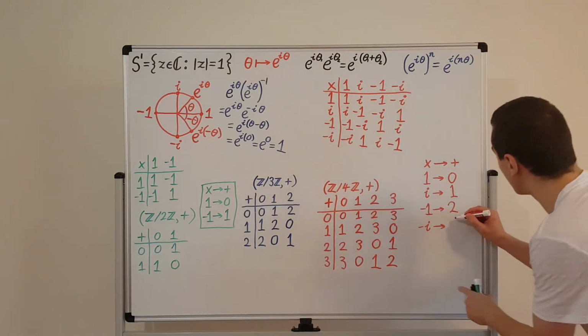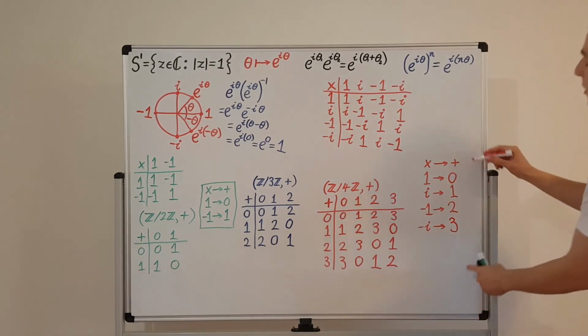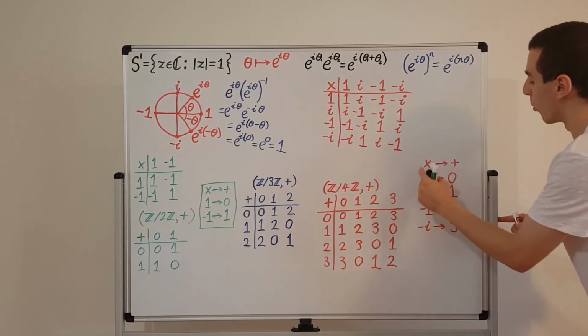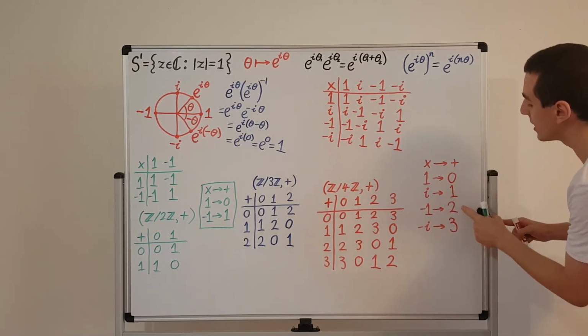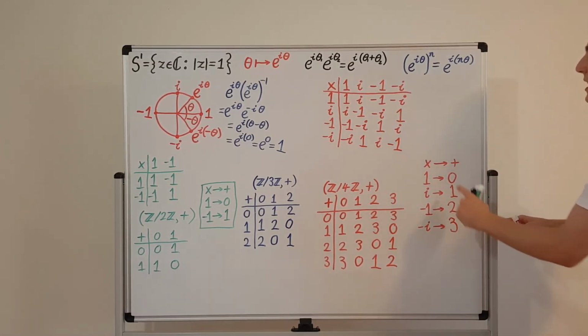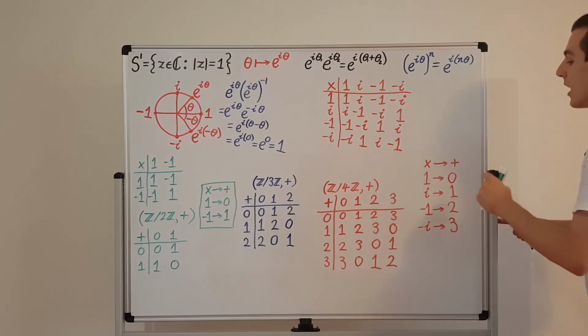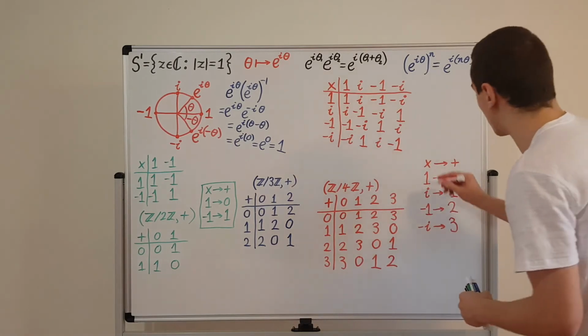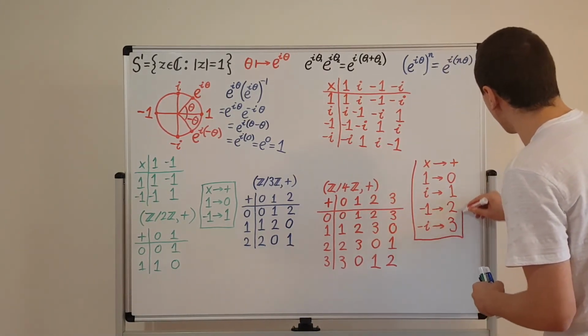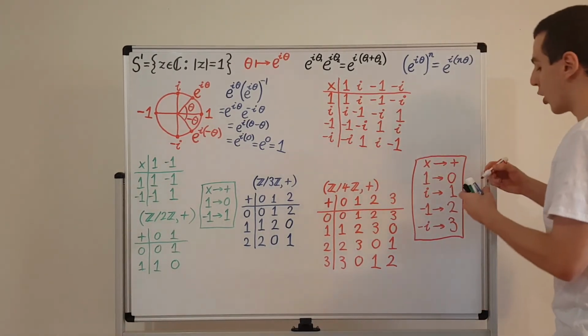So we can finally finish this mapping. If we take 1, i, -1, and -i, and map them to 0, 1, 2, and 3 respectively, and we take multiplication and turn that into addition, we will get this bijection. So I'll put this in a box. We have found a bijection. So this is a homomorphism.